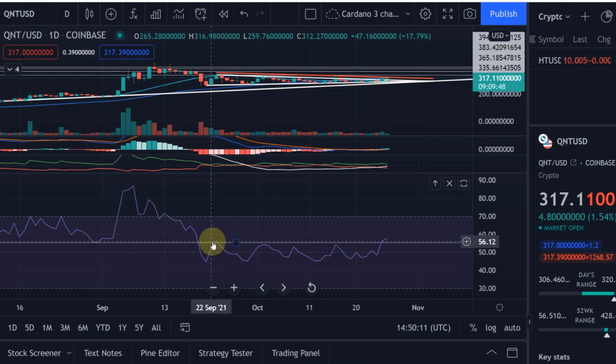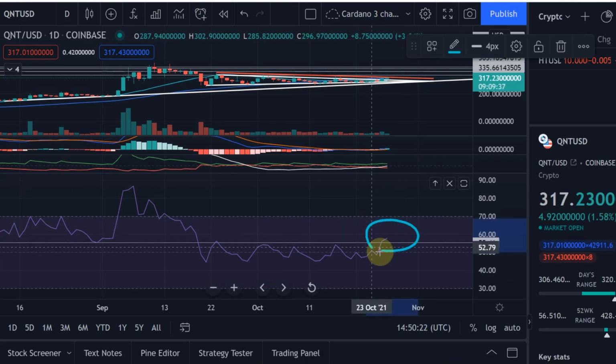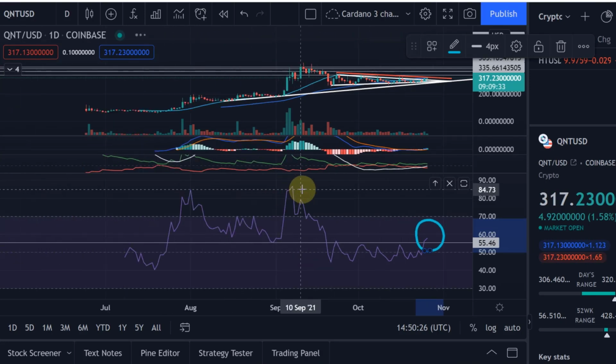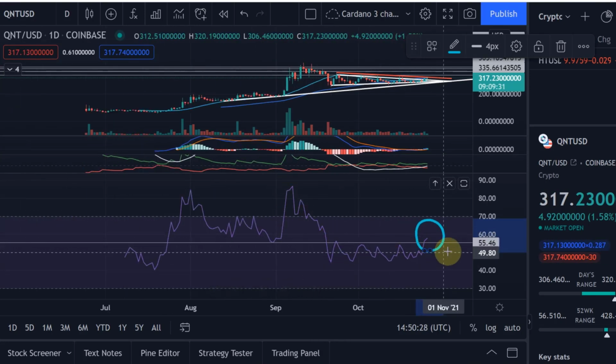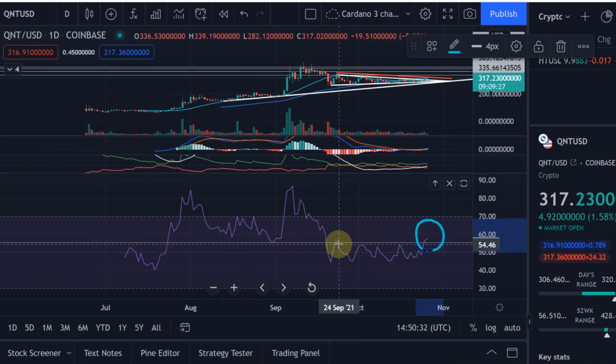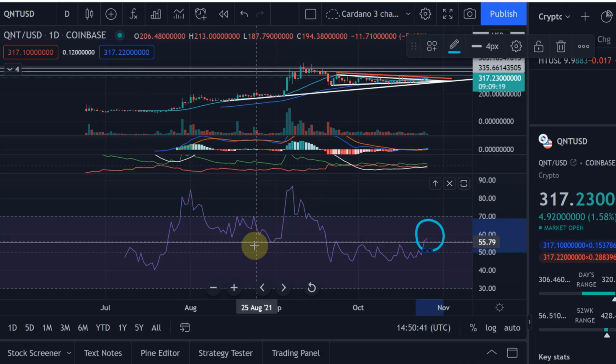As you can see here, we have never broken that 55 line for the last 4 to 5 weeks, and now we have gone above that. You can clearly see that here. That is a potential breakout of the RSI line on the daily. So you can see how important that level actually is throughout the history of the Quant chart. Throughout the last 4 to 5 weeks, we've always been below that line. Before that, we've always been above that line. So there has never been a crossing here.